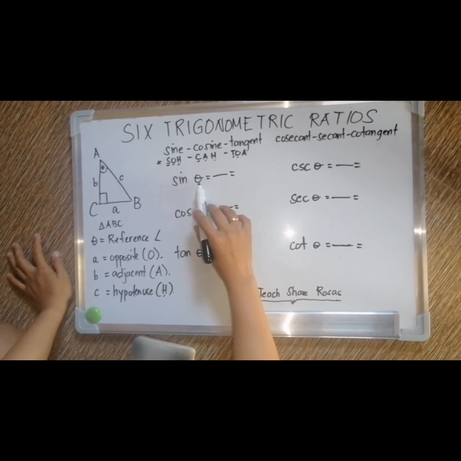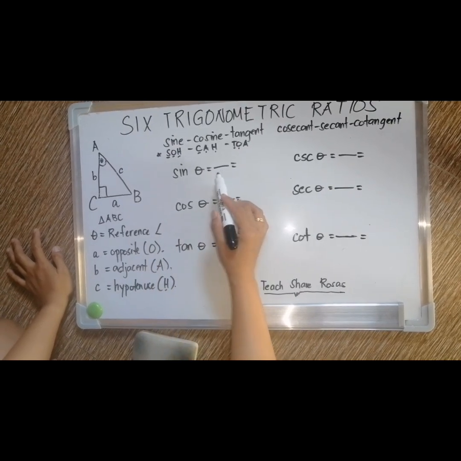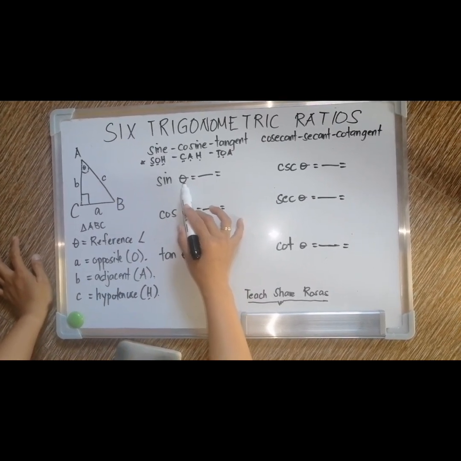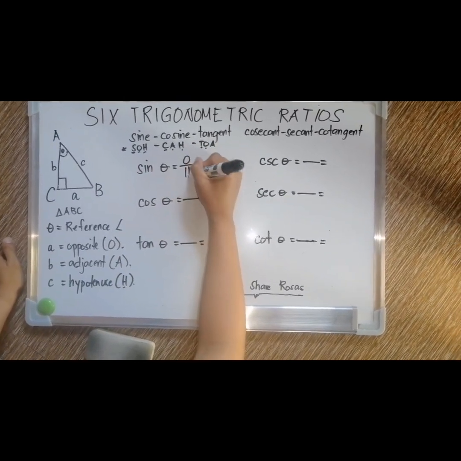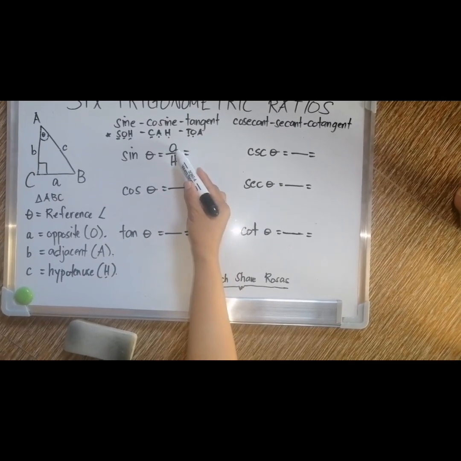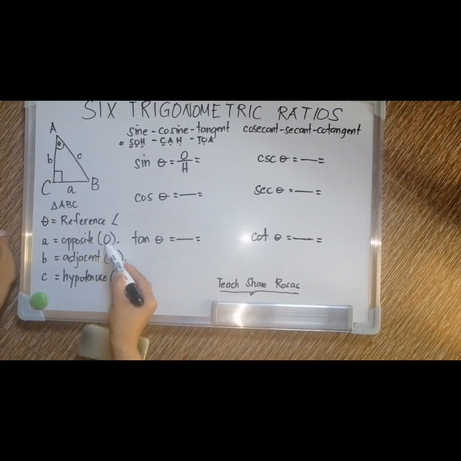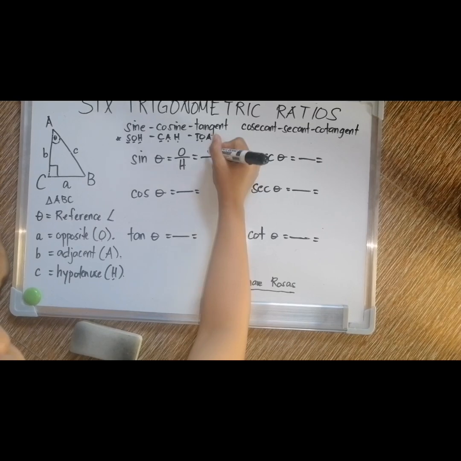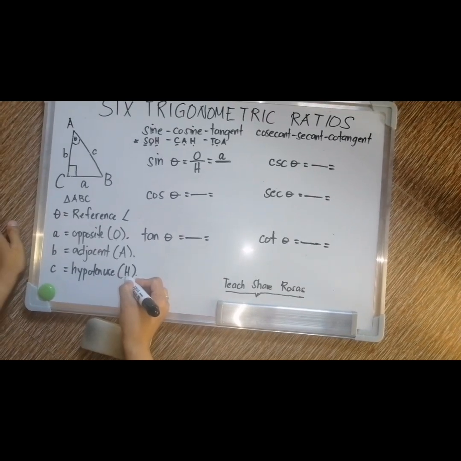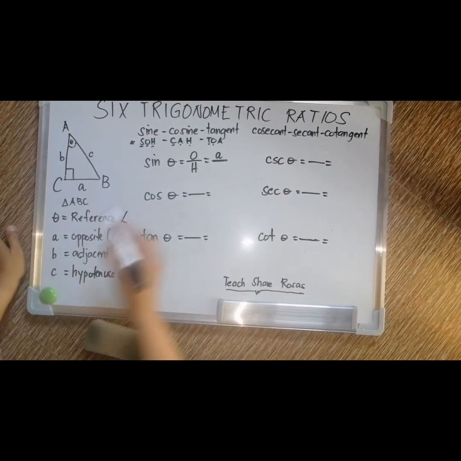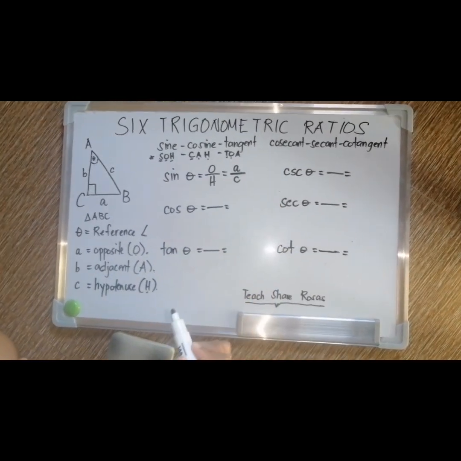Start with sine theta. So our sine theta, remember, is for our reference angle, angle A. So sine theta has the ratio of opposite over hypotenuse. And look at the opposite side that we have identified earlier. The opposite side, O, is side A. Therefore, our sine theta is A over the hypotenuse H, which is side C. So, therefore, our sine theta is A over C.